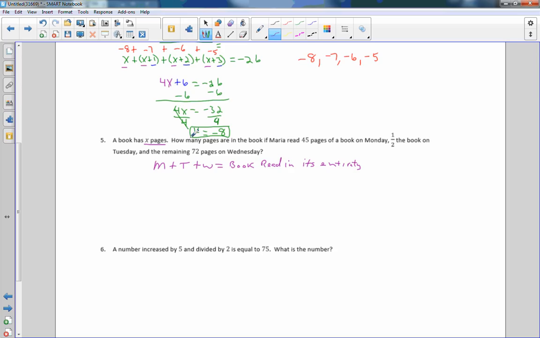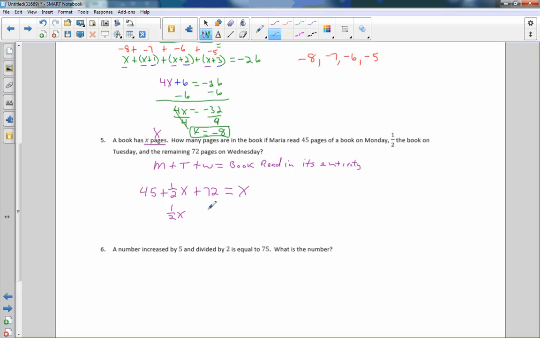So then we substitute in how many pages are in the book if Maria read 45 pages of the book on Monday. So there's Monday, plus half of the book on Tuesday, x pages. So 1/2 of the pages on Tuesday, plus the remaining 72 pages on Wednesday. And we want to know how much that book totals. So we want to first combine like terms on the same side of the equal sign. I will leave the 1/2 x first, standard form, and I want to add 45 to 72.